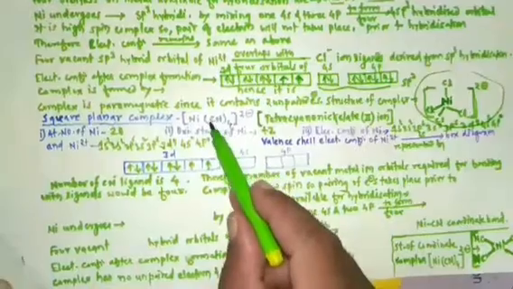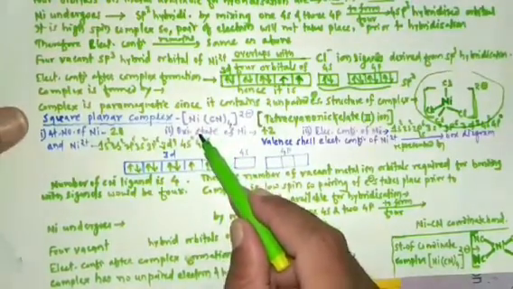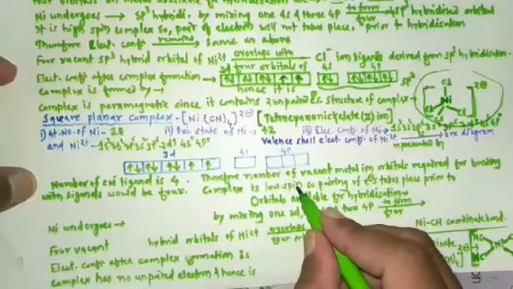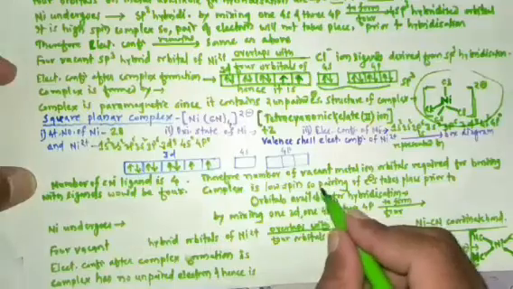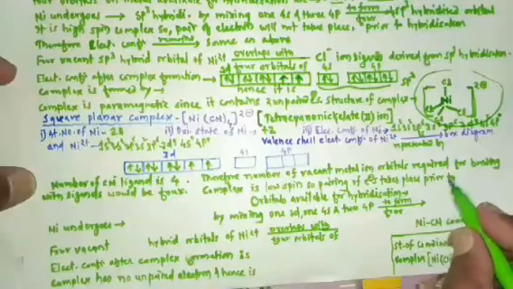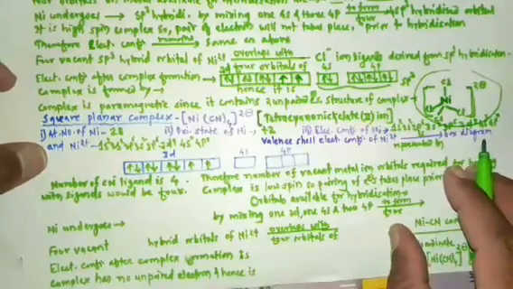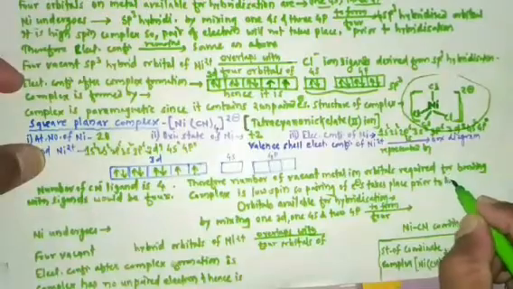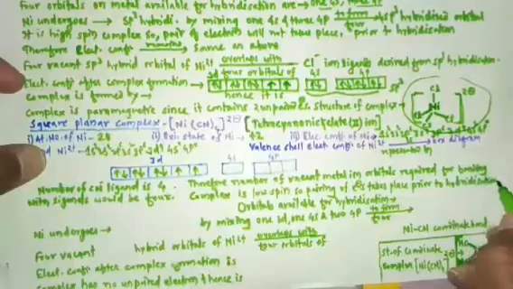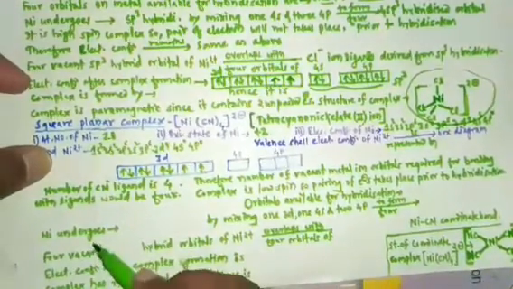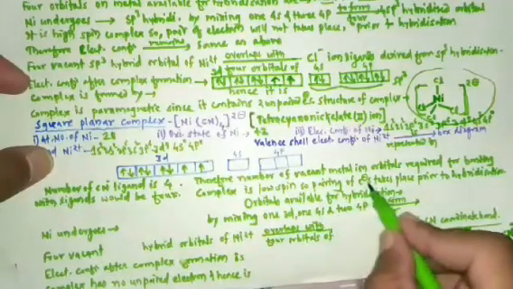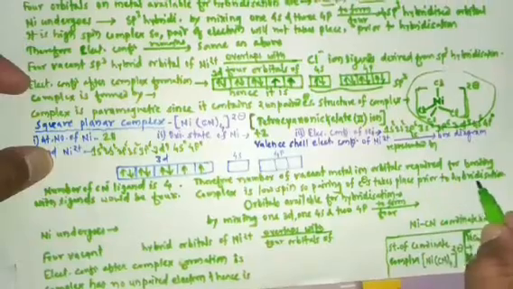So this particular complex is low spin. Since it is a low spin complex, pairing of electrons takes place prior to hybridization.